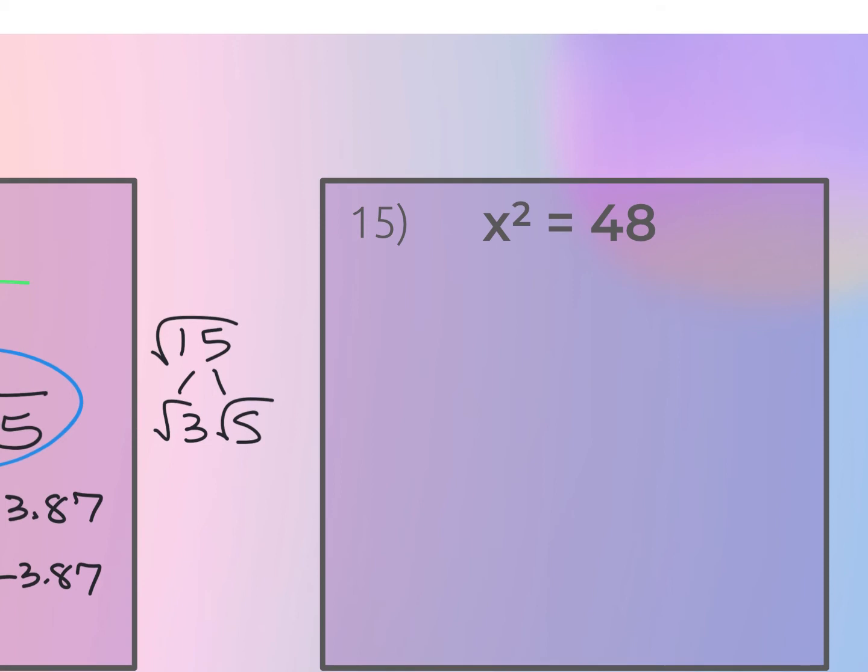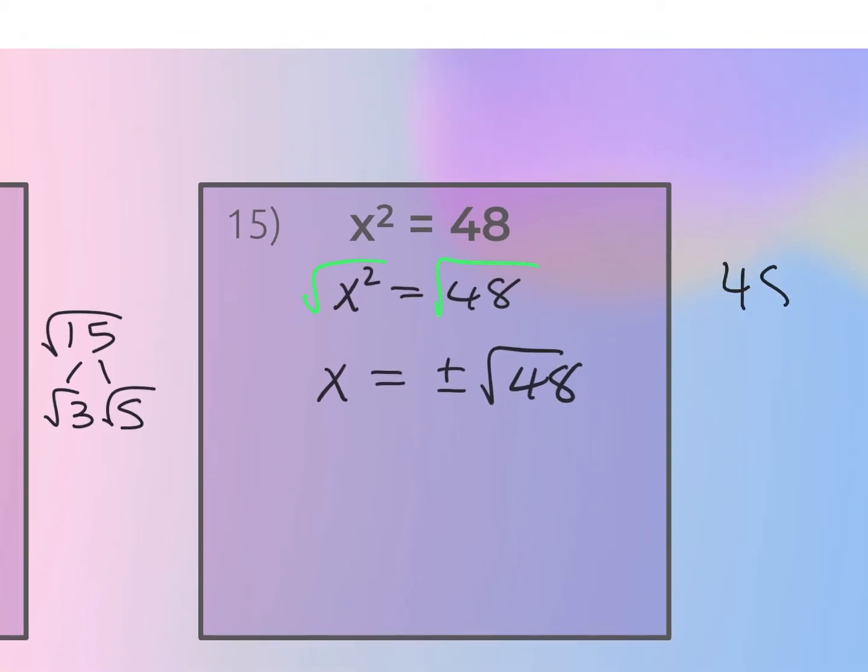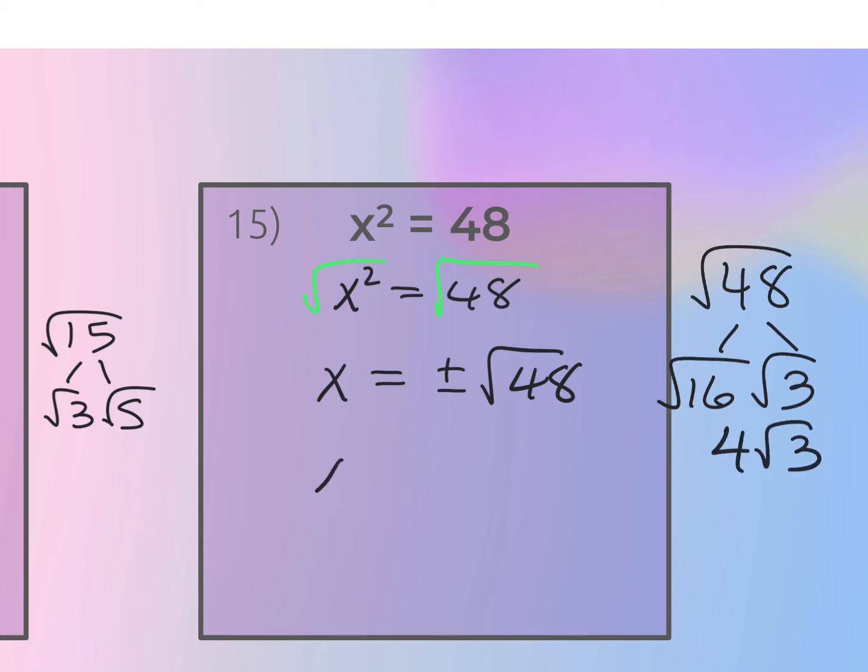My square term is already isolated, so all I have to do is square root both sides. So I'm going to square root the left, square root the right. X is equal to plus and minus the square root of 48. 48, however, I can put into simplest radical form. I can break 48 down. Now, if you're good and realize that it's just 16 times 3, and 16 is the perfect square, then it's just 4 radical 3. And that would be your answer, plus and minus 4 radical 3.